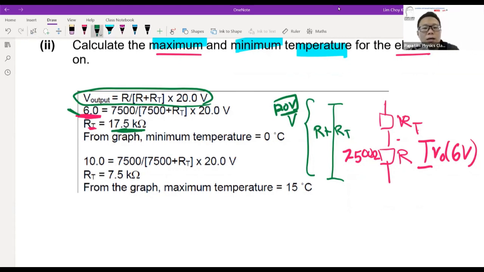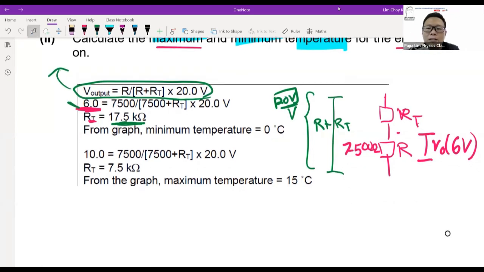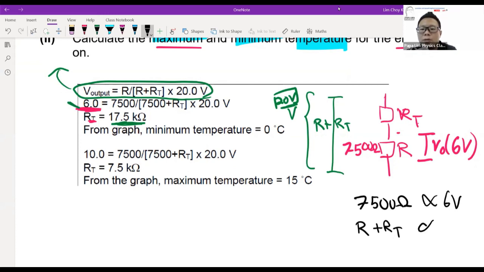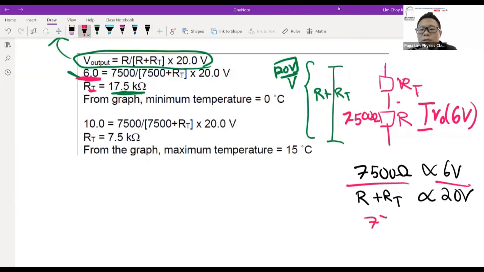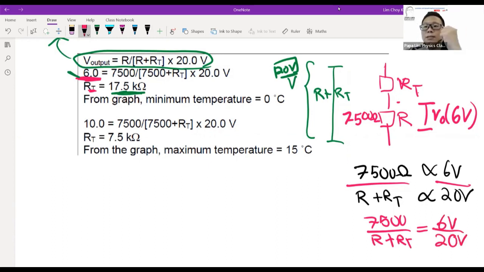Now some of us will ask how we find this equation. I always look at it in terms of ratio, in the sense that you will find that the 7,500 ohms controls a voltage proportional to 6 volts. So if I have a resistance of R plus RTH, it corresponds to a certain voltage, and that voltage is 20 volts. So I will just take a ratio of these two. The ratio should be the same on both sides. So once I have the ratio between the two, it will look something like this. The ratio on both sides should be the same. This is what I mean by similarities.